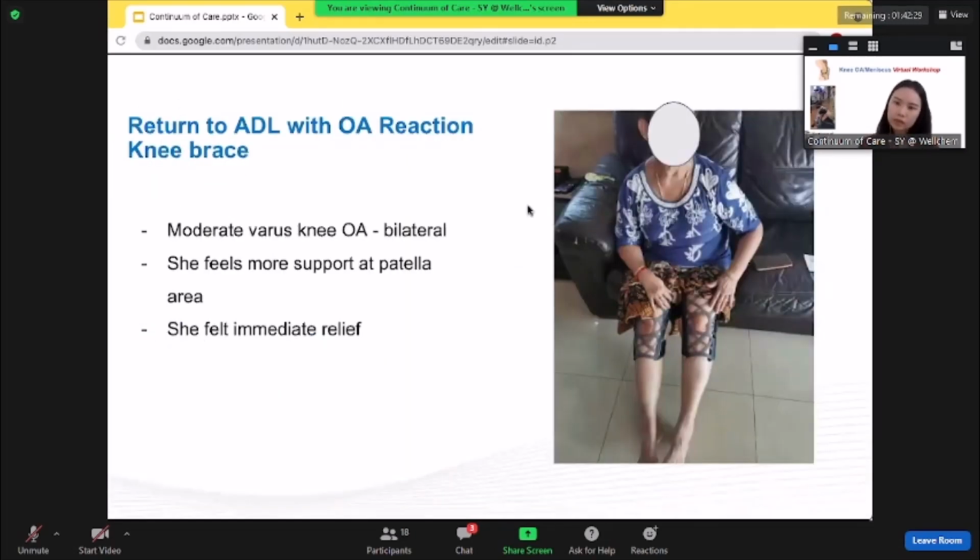Okay, so this is another local testimony of an elderly patient. She really likes the OA reaction and she felt immediate relief when she tried on the OA reaction and started walking around at home. She also mentioned that she feels more support at the patella area due to the silicone rod design. It has a very good grip.